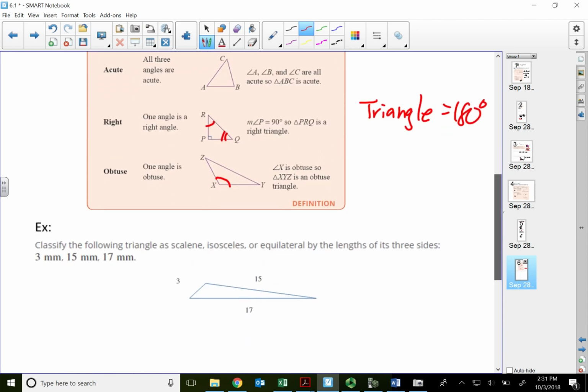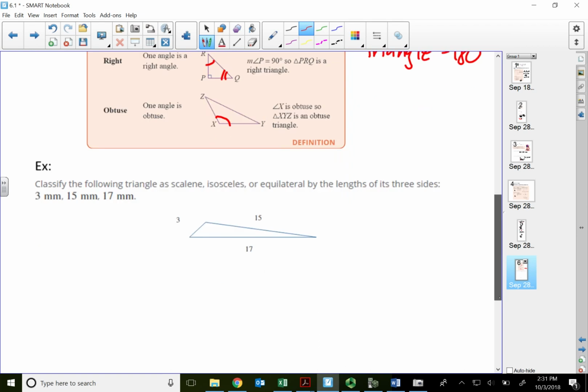All right, so let's take a look. If I have a triangle here with three sides that are different, that means this has to be a scalene triangle. I'm using the sides to classify this triangle.